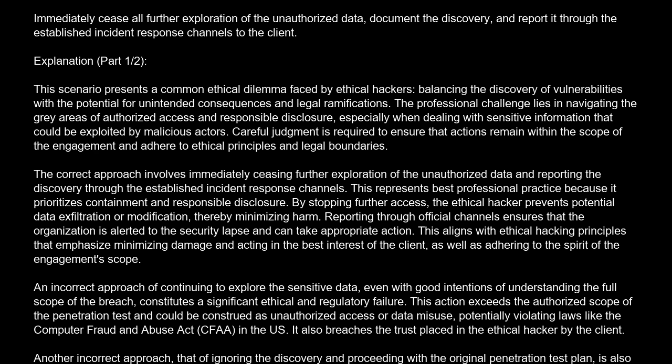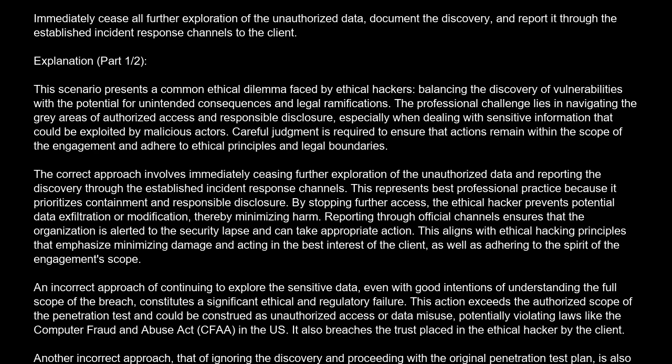The professional challenge lies in navigating the gray areas of authorized access and responsible disclosure, especially when dealing with sensitive information that could be exploited by malicious actors. Careful judgment is required to ensure that actions remain within the scope of the engagement and adhere to ethical principles and legal boundaries. The correct approach involves immediately ceasing further exploration of the unauthorized data and reporting the discovery through the established incident response channels.